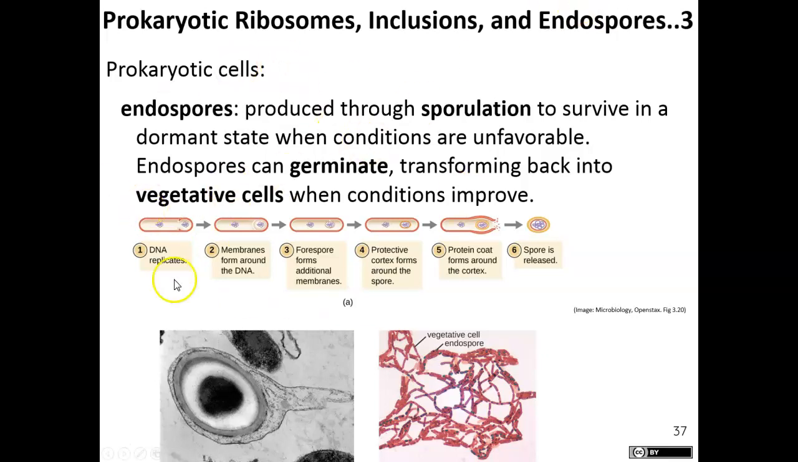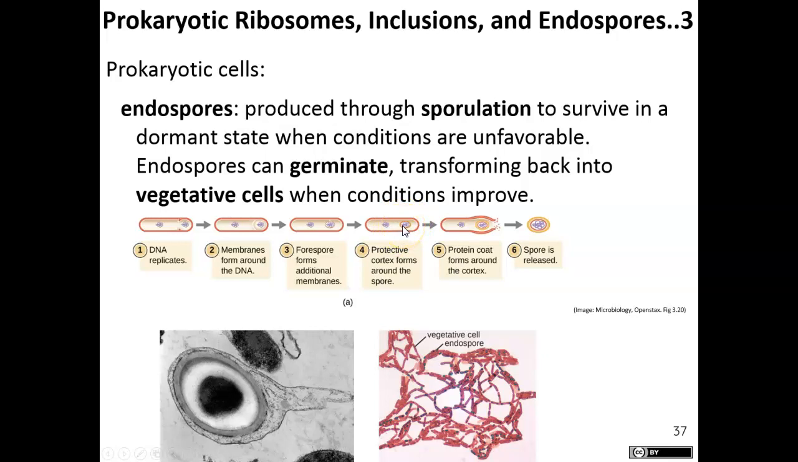And so for endospores to form, the environment has to be unfavorable. So the DNA starts to replicate. Once the DNA replicates, you have two sections of identical DNA. One moves into what we call a spore area. The other DNA stays in the mother cell, okay? The spore forms another membrane around itself, and then a protective cortex forms around that.